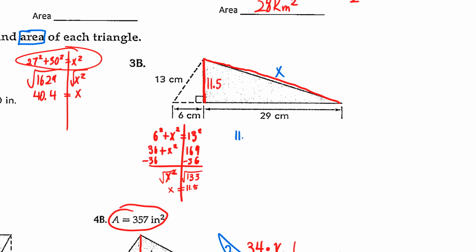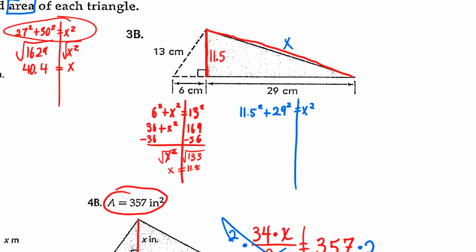So on this one, I'm going to have 11.5 squared plus 29 squared equals x squared. Or really, we should just plug in 133 in there. But we'll just go with this. Let me take the square root of that. Okay, and what does that give you? 31.2.